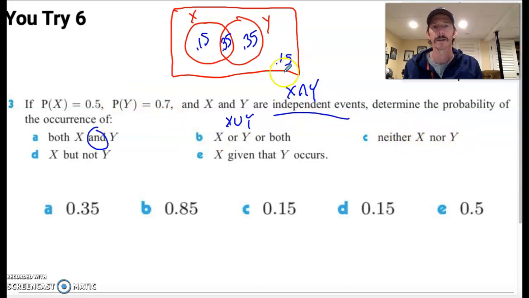Neither X nor Y, that's out here. X but not Y, that's just this piece. This is X, but not including that, which is also Y. And X given that Y occurs.